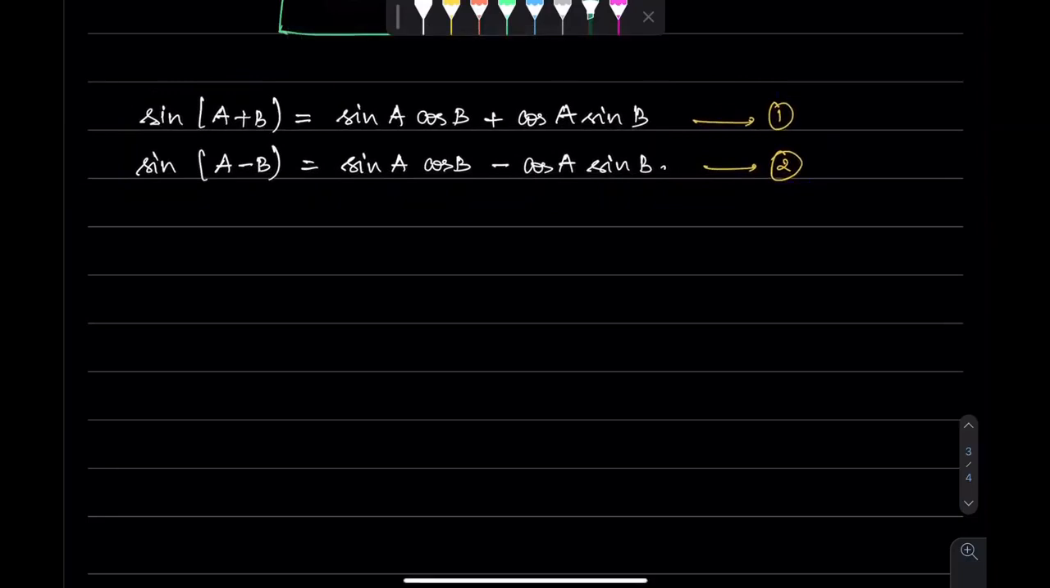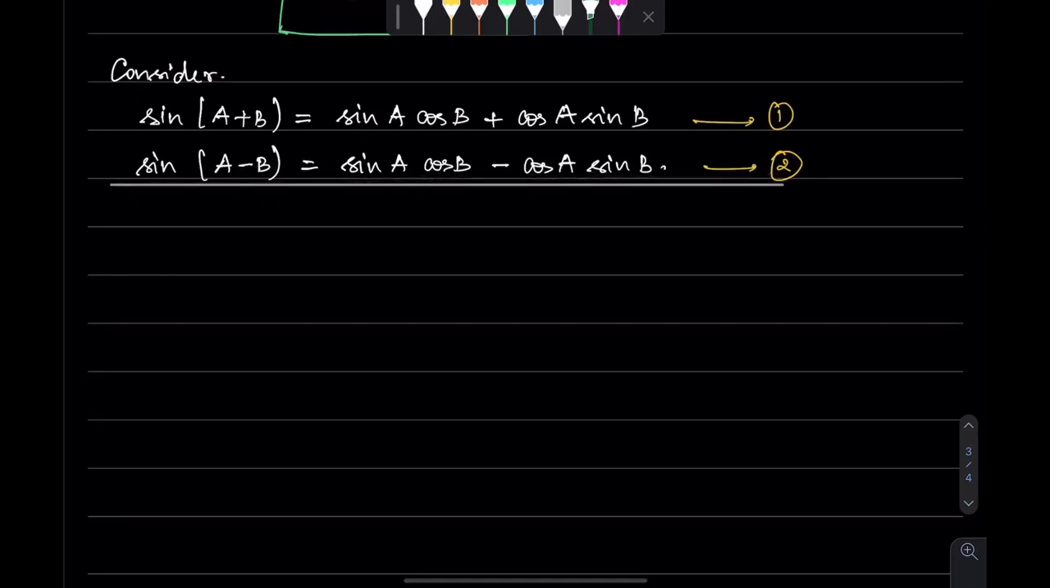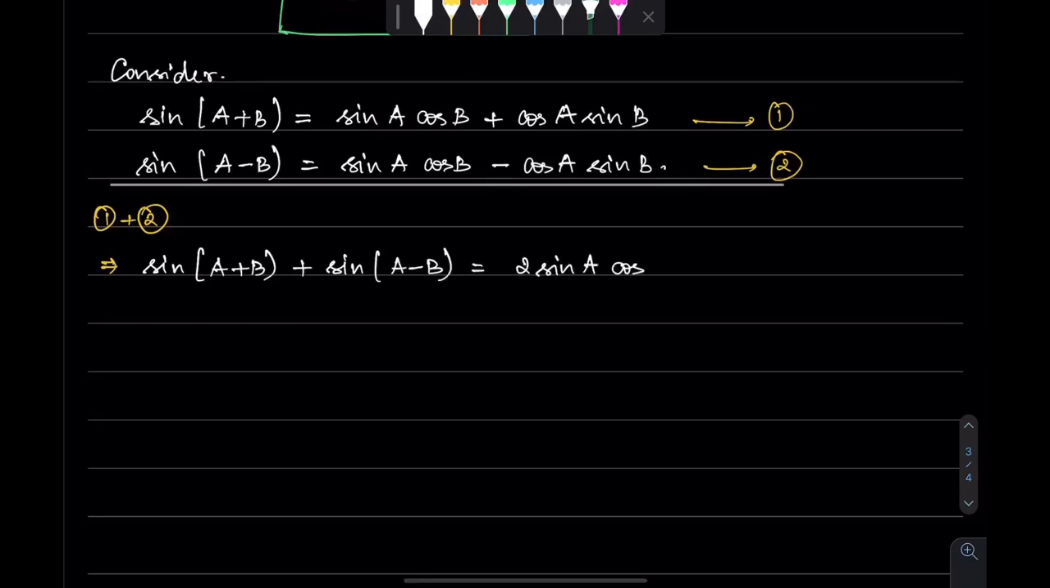Now again you consider this. Consider this. So if I add these 2, see what happens. Tell me what happens. What if I add 1 plus 2 here? If I add, the right hand side becomes sine of A plus B plus sine of A minus B is equal to, what do I get? 2 sine A cos B.